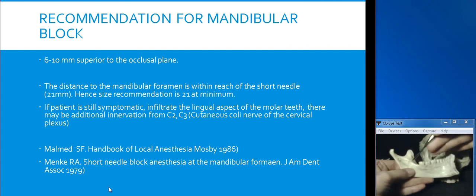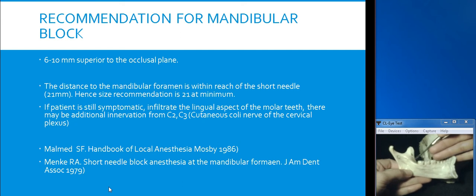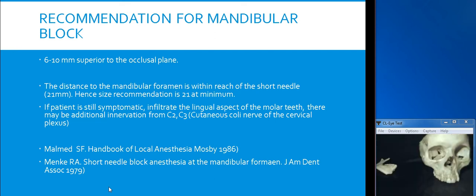So that was the vertical aspect of the mandibular foramen. What about the horizontal part of it? The studies have shown that if you use a 21 millimeter short needle, you are within the range to be able to anesthetize the inferior alveolar nerve. In our recommendation, 21 is the minimum size, because if you go any shorter than 21, chances are you are going to miss the block. So our recommendation is that at minimum you should use a 21 millimeter syringe.